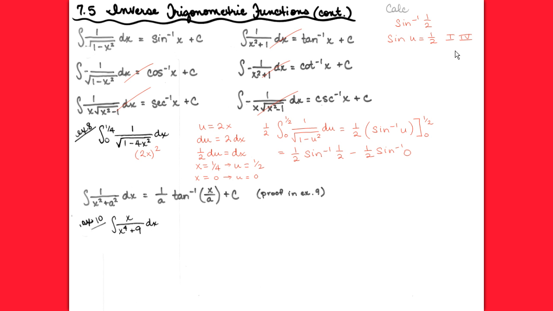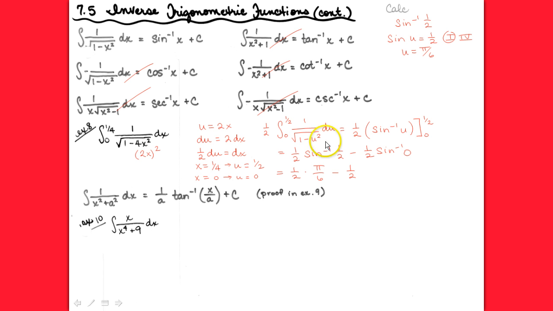So first off, am I in the first quadrant or the fourth quadrant? First. How do you know? Because it's positive. If this had been a negative 1/2, then I would have known I was in the fourth quadrant. So then I need a reference angle. Where is sine equal to 1/2 in the first quadrant? Pi over 6. So that's my reference angle. And so from there I can say, okay, if I'm in the first quadrant, then my angle is just my reference angle. And so my answer would be pi over 6.